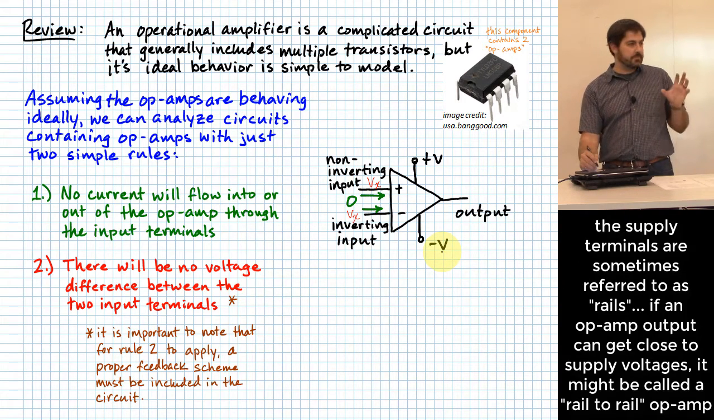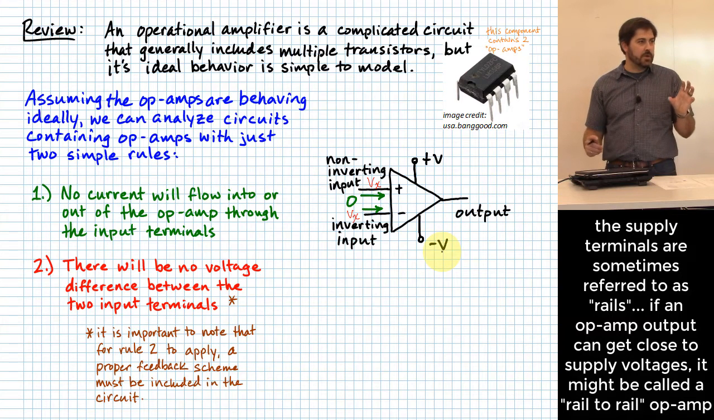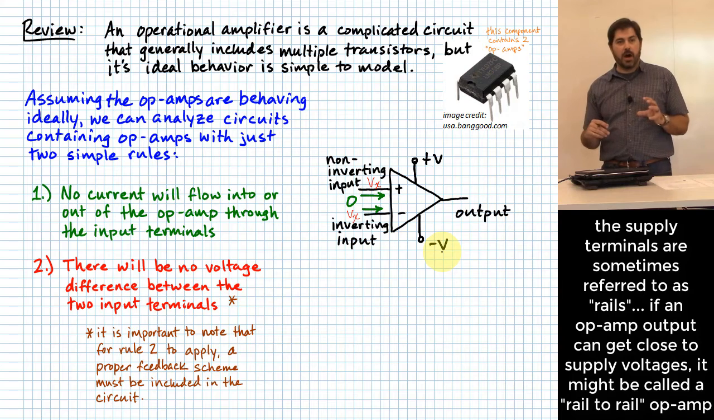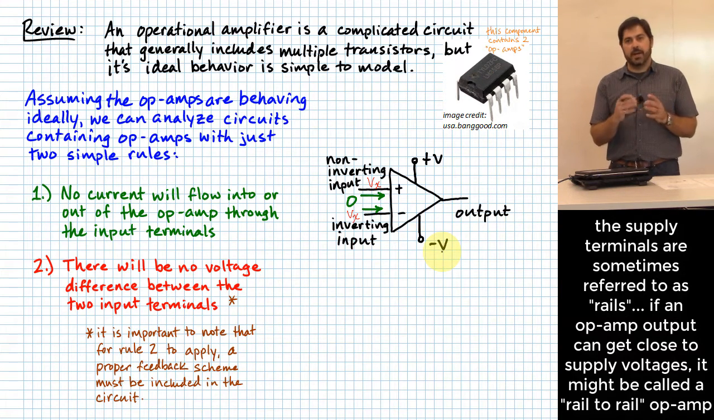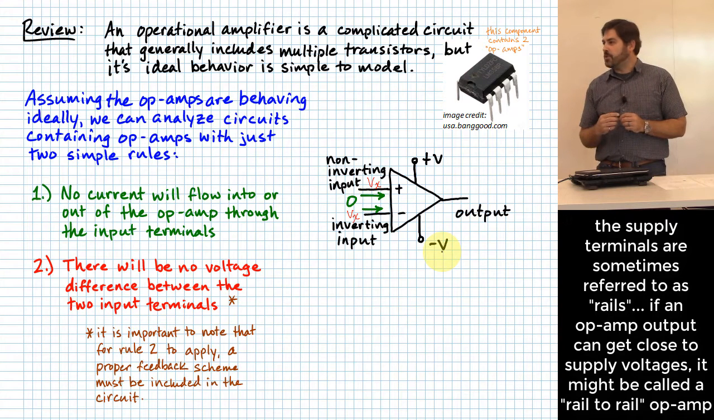If you go and look for op-amps, one of the terms you might start to see is, does this op-amp operate rail to rail? You might see that phrase whenever you look at op-amps. What do you think that might mean?